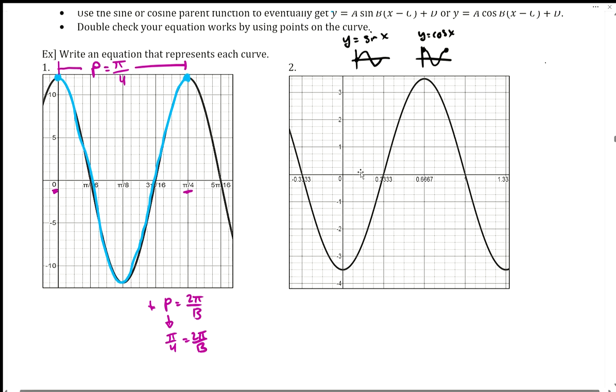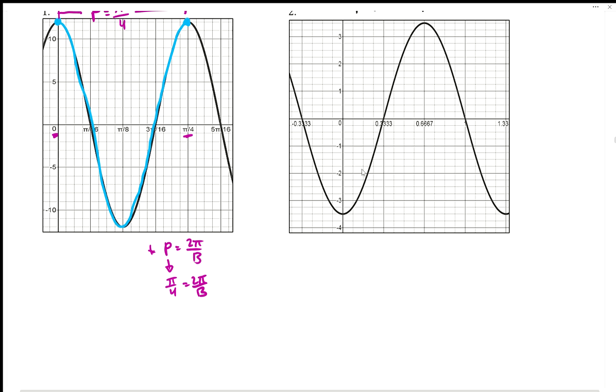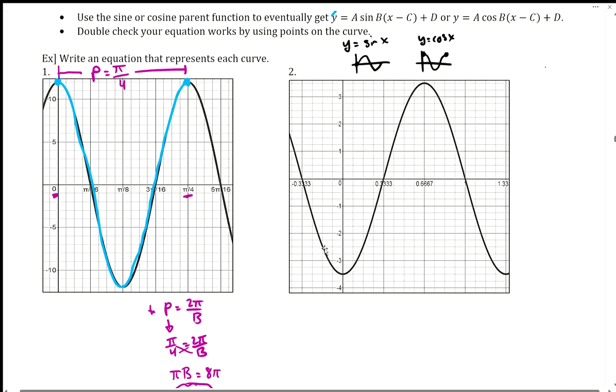So pi over 4 is 2 pi over b, and so that means we can solve for b. We can cross multiply, or you could do different strategies, but if we cross multiply, we'd have pi b equals 8 pi. And then if we divide by pi, we get b is 8. So I'm clouding it. We're going to come back to that in a second.